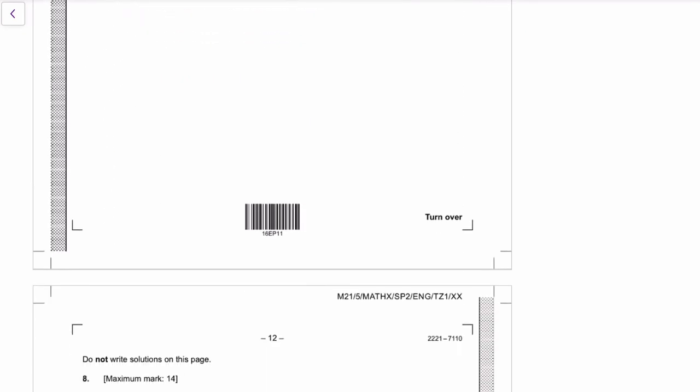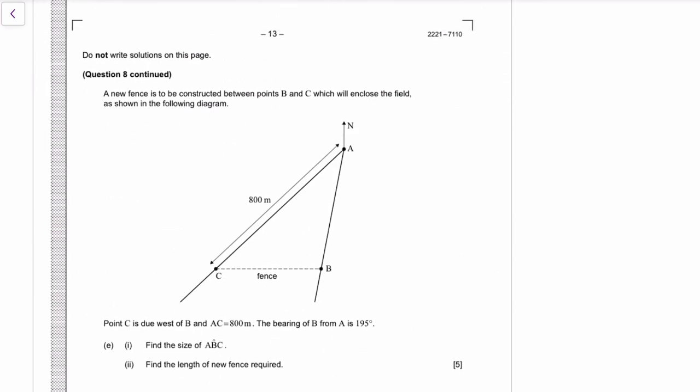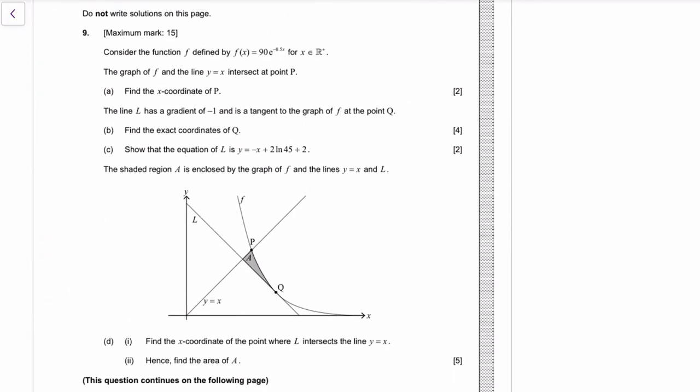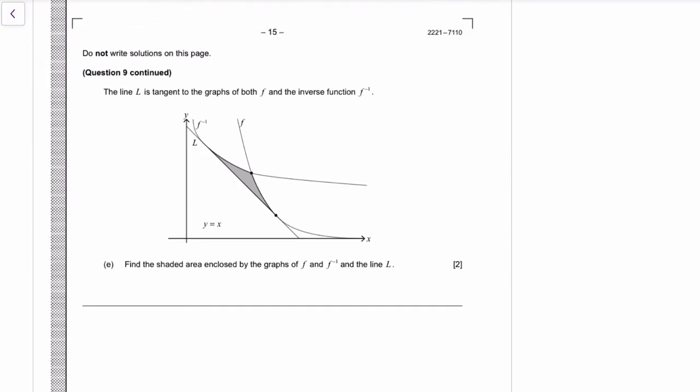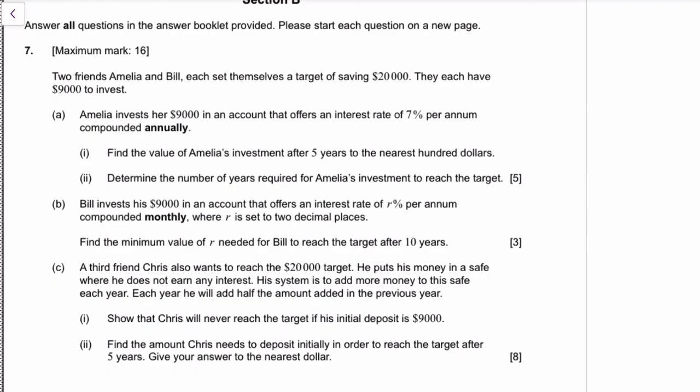This is 7. This is 8. This is 8 continued. And then this is 9, and 9 continued. Alright, again, I highly encourage you to try them before you watch the solution. After all, there's not that many past papers for the new syllabus.